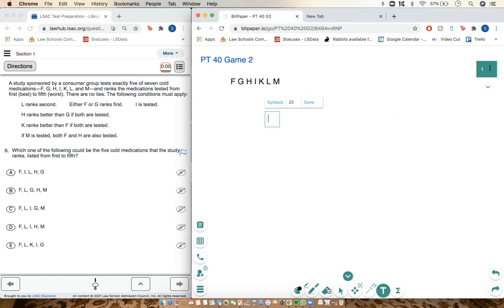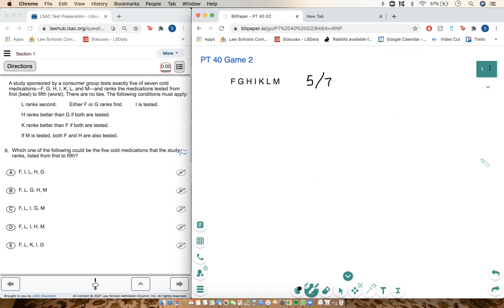And so they're telling us in this game that we are ranking the medications from first through fifth, and that we're only using 5 of the 7 medications, right? When they tell us that we're only using 5 of the 7, that automatically makes it an in and out game. So whenever you have a game where they're telling you that you're using some of your variables but not others, the ones that you're not using are out, and the ones that you are using are in.